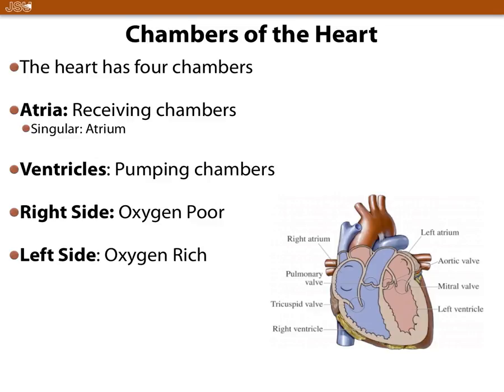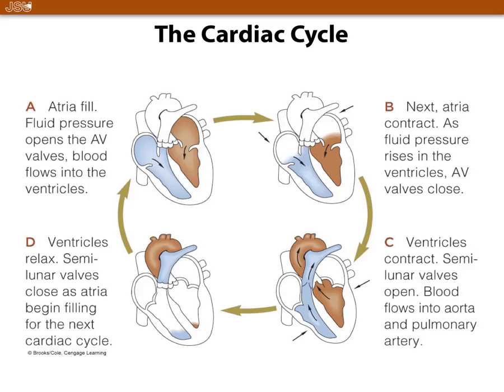Know all 4 chambers of the heart and what they do. With this information, you can synthesize what each chamber does. Atriums receive things. Ventricles pump things. Right side's oxygen poor, left side's oxygen rich. For example, what's the left ventricle going to do? Well, it's going to pump oxygen-rich blood into the systemic circuit. What does the right atrium do? It's going to receive oxygen-poor blood. Okay, that's the kind of question you're going to see.